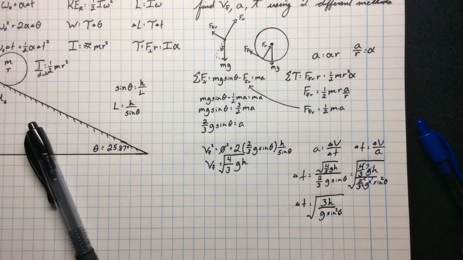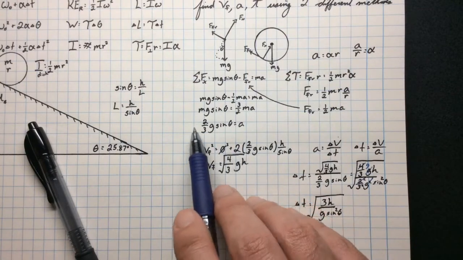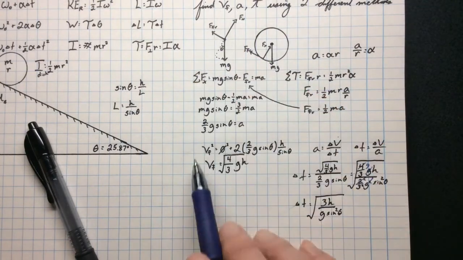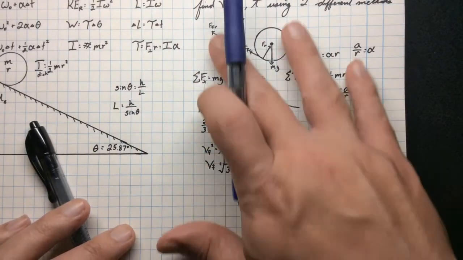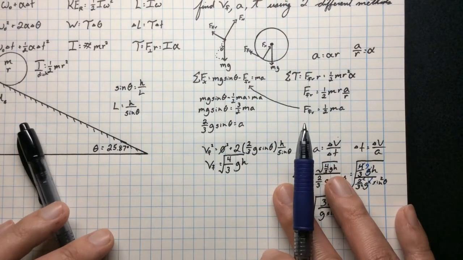So there you go. Now you can just plug in whatever numbers you want, and that would be the time for you. So what did we find? Did we find a? We found a right there. Check that off. We found final velocity right there. We found t right there. So that's one method. Now let's go with another method.